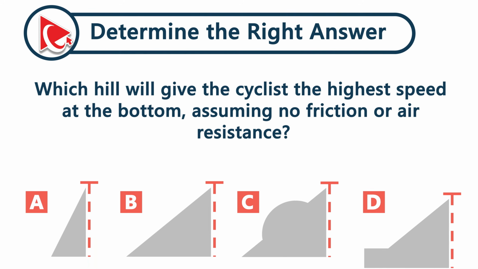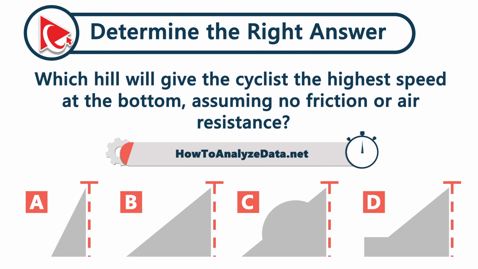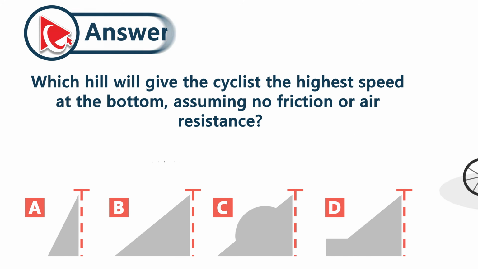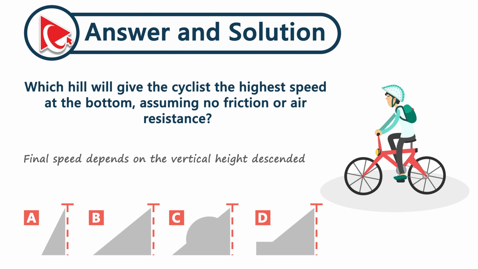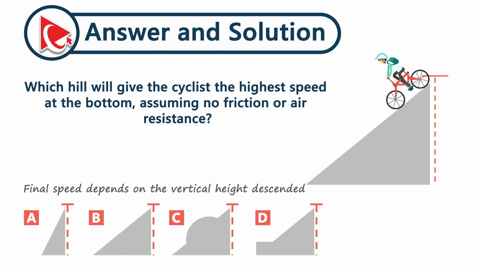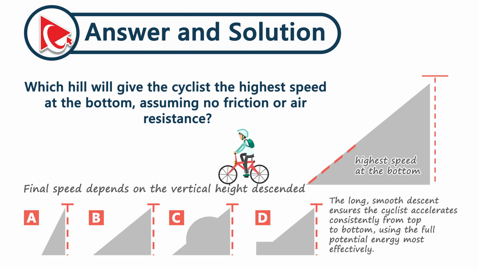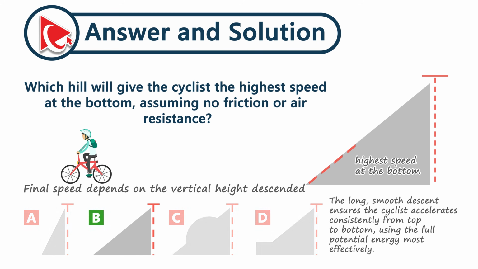Which hill will give the cyclist the highest speed at the bottom, assuming no friction and no air resistance? A cyclist's final speed depends on the vertical height descended, not the steepness of the hill. A long, gentle hill allows the cyclist to accelerate gradually and continuously without interruption. This smooth descent leads to the highest speed at the bottom when friction and air resistance are ignored. The correct answer here is choice B.